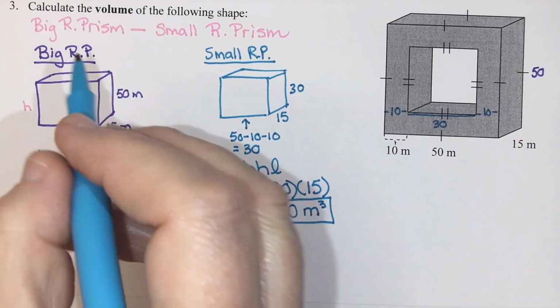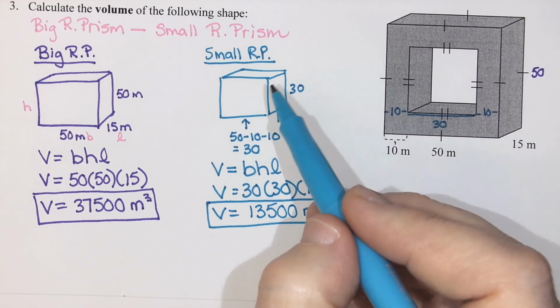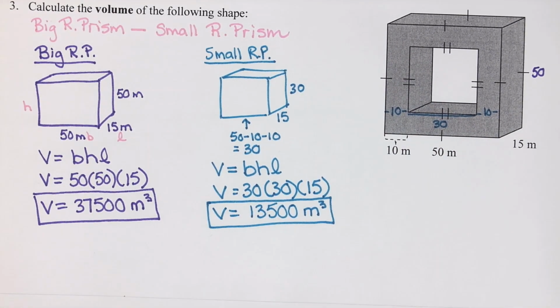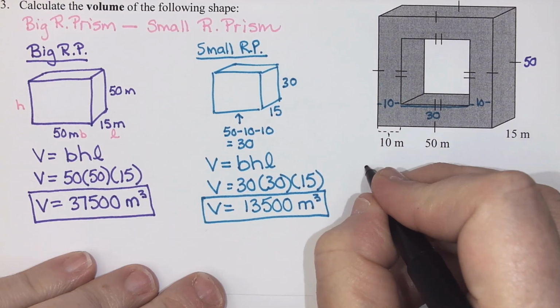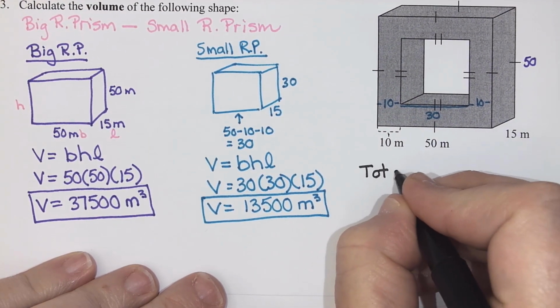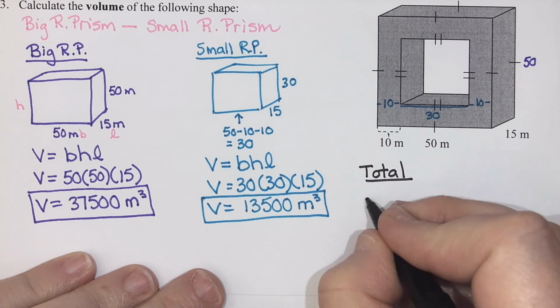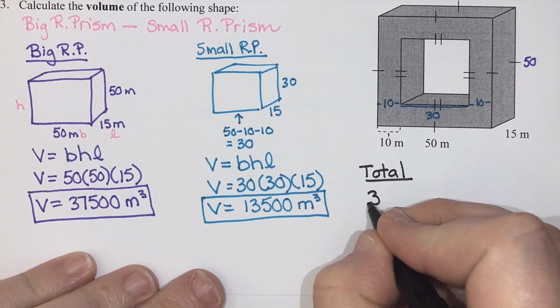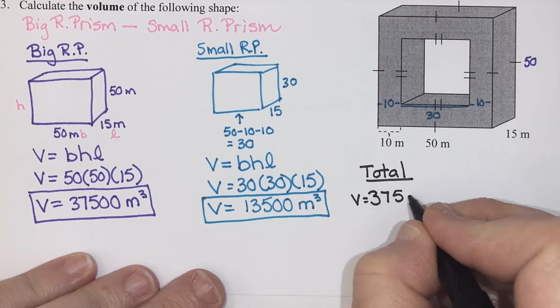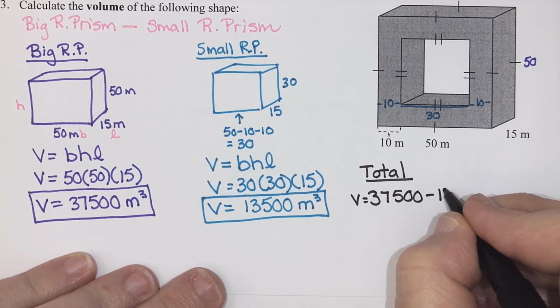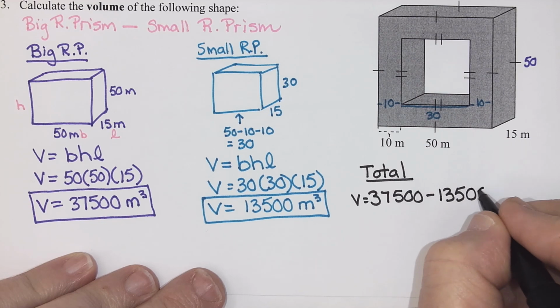Okay, so we have the big rectangular prism. We found the smaller one that's the hole in the middle. So to get our total, we are going to take the big rectangular prism and we are going to remove the small one. So we're going to subtract. So I'm going to do 37,500, take away 13,500.